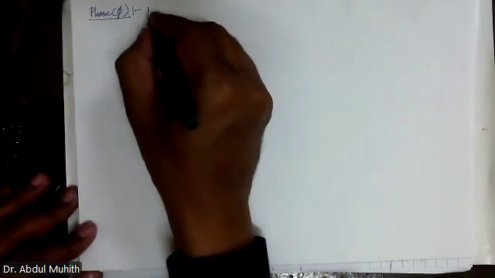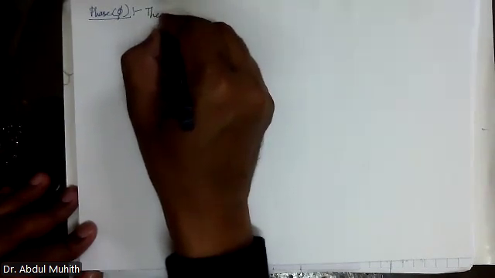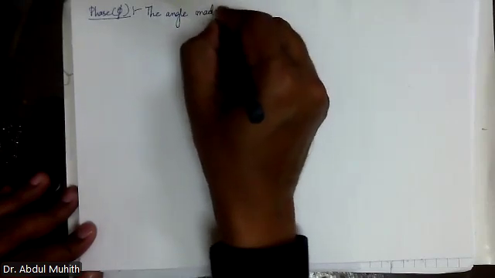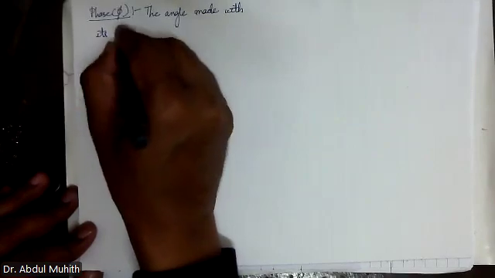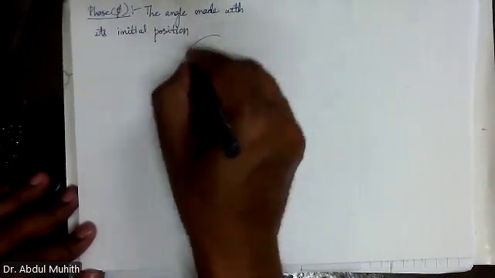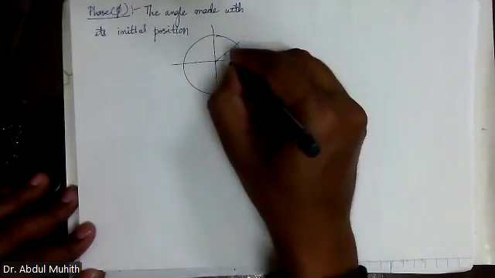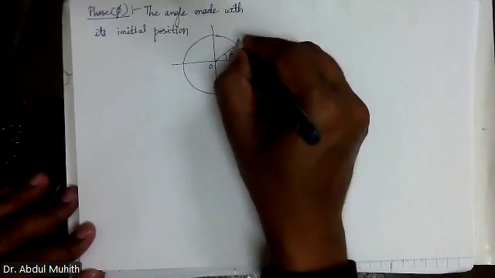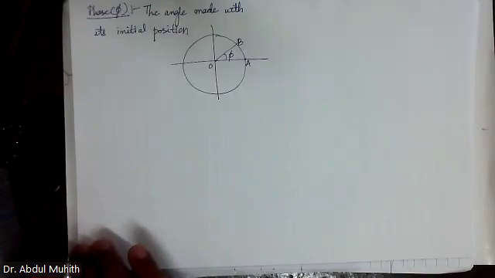What is a phase? Yes, anyone? Okay, phase is like an angle. The angle made with its initial position. That is said to be phase. See, suppose this we say phase: the angle made with its initial position. O, A, and B. The angle made with its initial position is said to be phase.